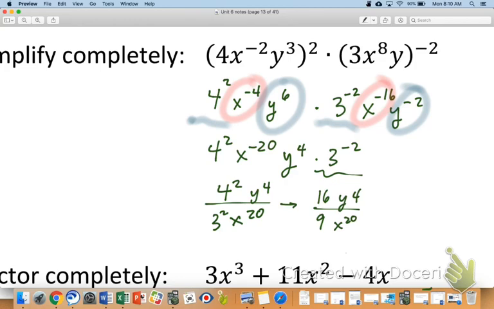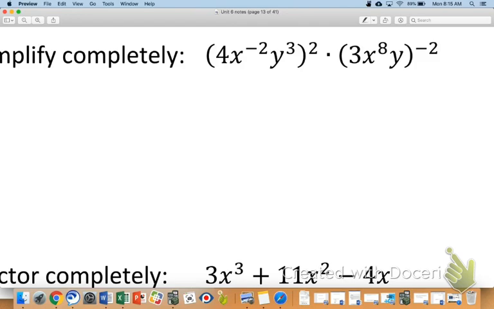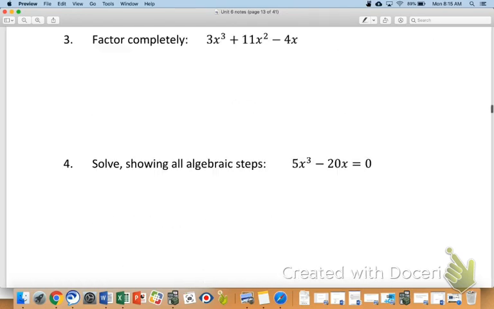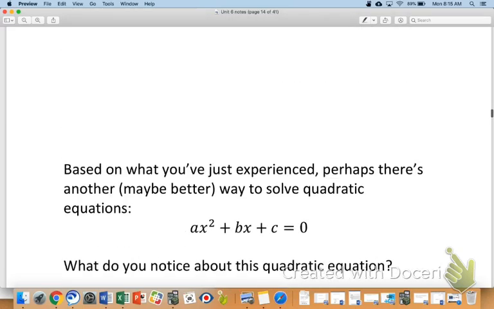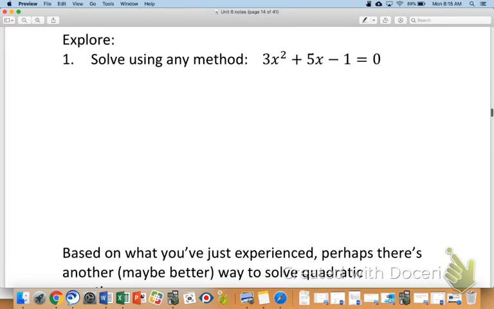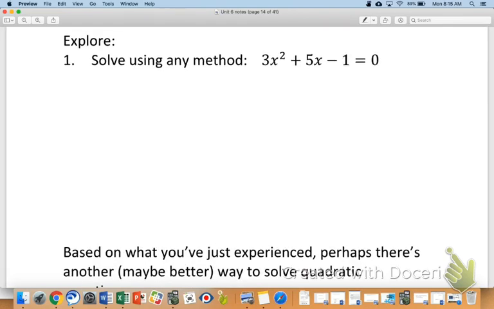Okay, fantastic. If you guys would, flip ahead in your notes. We're going to do one short example here today. Introduce something sort of new, maybe not to all of you, but here we go. Would you please take a minute and explore this lovely quadratic equation. See if you can solve it using any method.